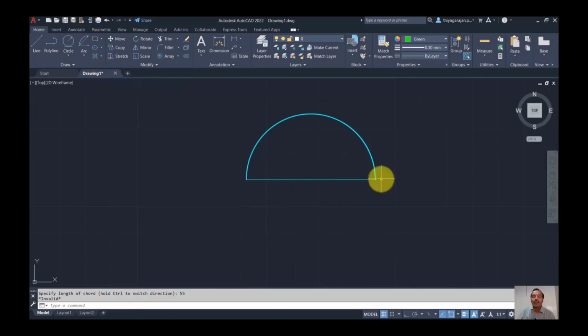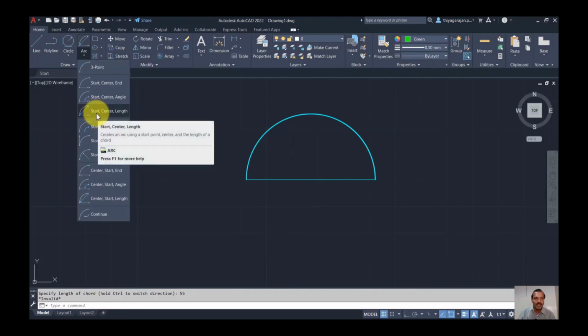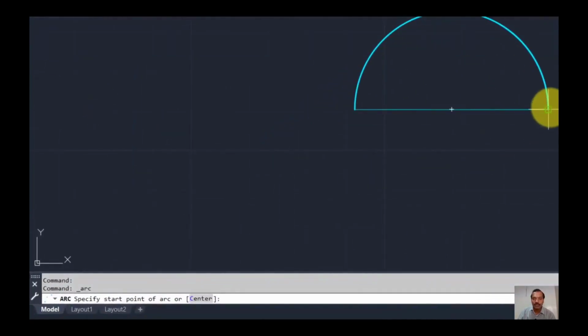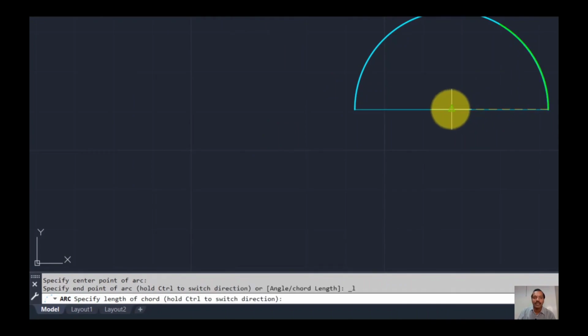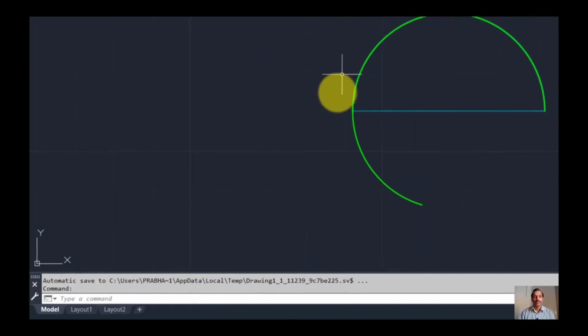Okay. Now, I want to extend the arc a little bit down using the same method. What we can do? Let me choose this. Start center length, same start point, same center point. I'm going to give the distance in the negative direction. I'm going to give 40. Here, where is 40? The distance between the start point to end point is 40. I gave minus 40. The distance is calculated in clockwise direction, but the arc will form in anti-clockwise direction.